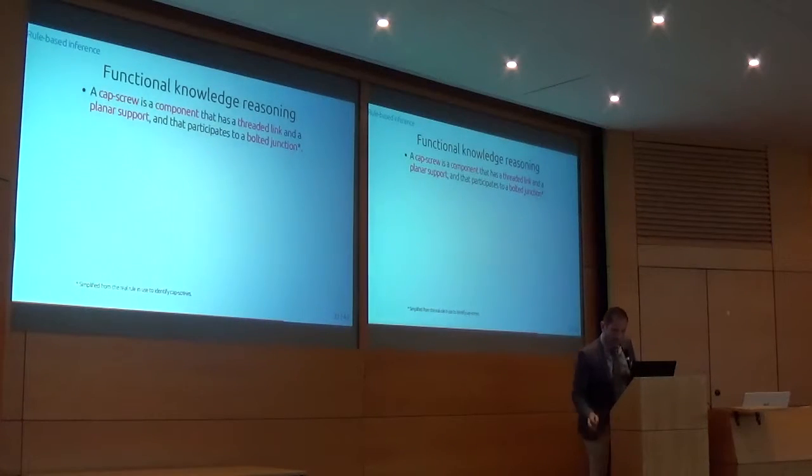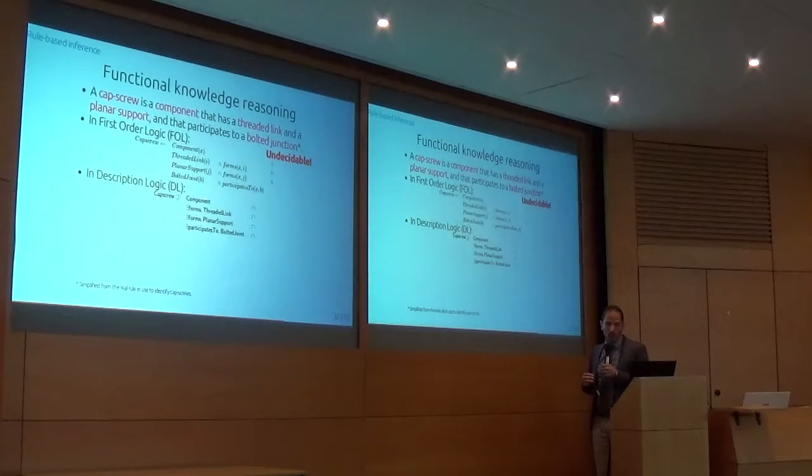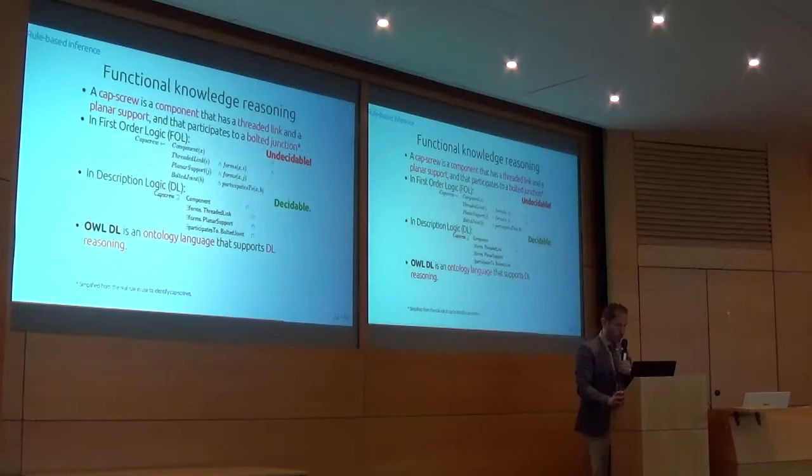This rule can be represented using first order logic, using those formulas. However, first order logic is proven to be undecidable. The same rule can be represented using description logic, which is a decidable fragment of first order logic. Description logic also has the advantage, besides being decidable, of having an ontology language behind it, OWL, which totally supports DL reasoning.